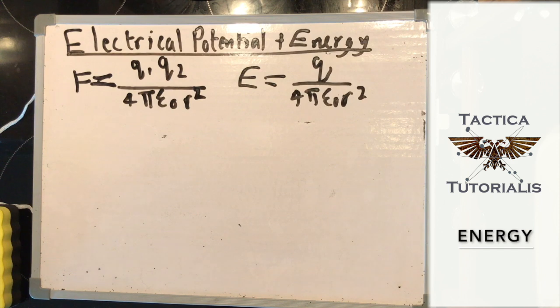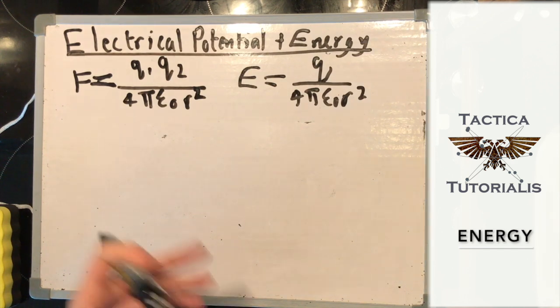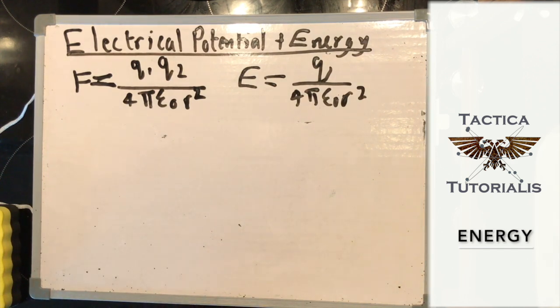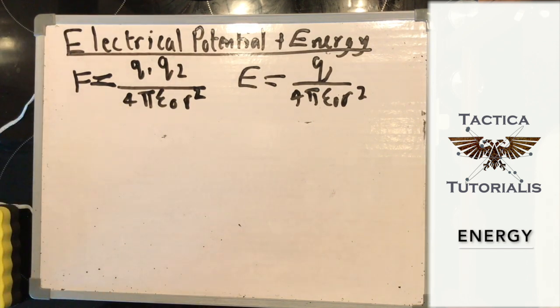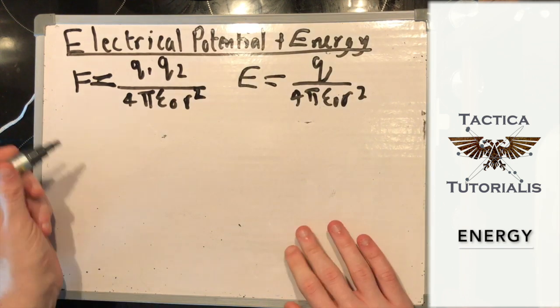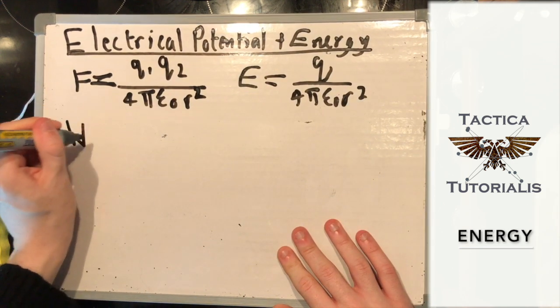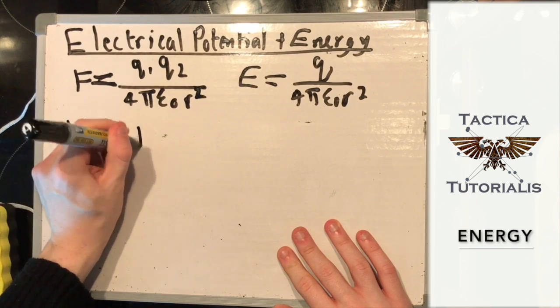So, in order to work a few things out, we're going to need to call back a little bit to GCSE physics, well actually GCSE science. And for that, we're going to start by looking at what we call work done.